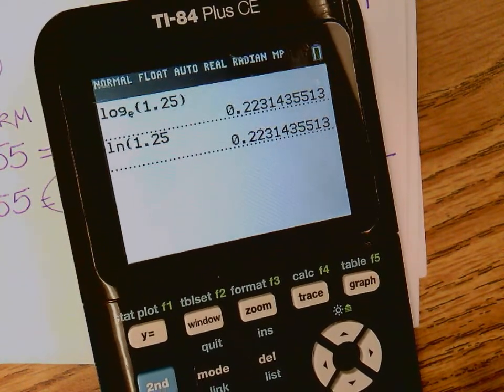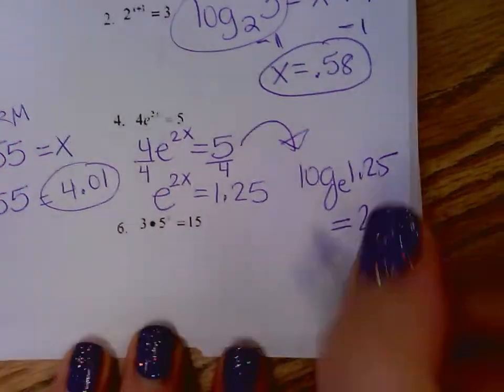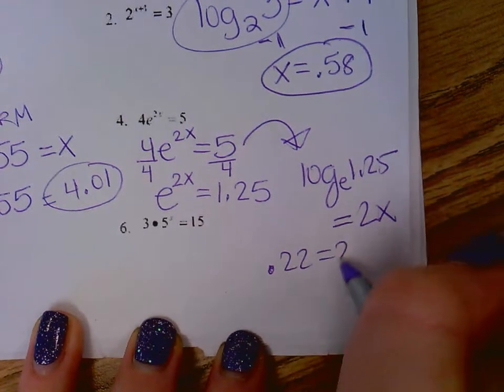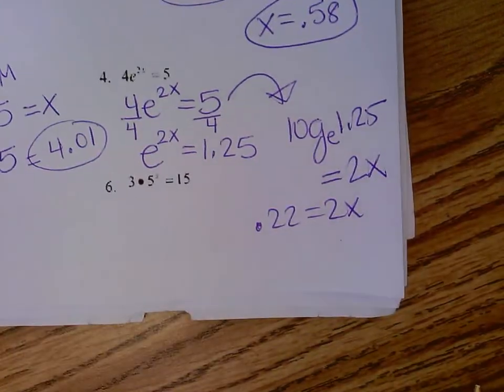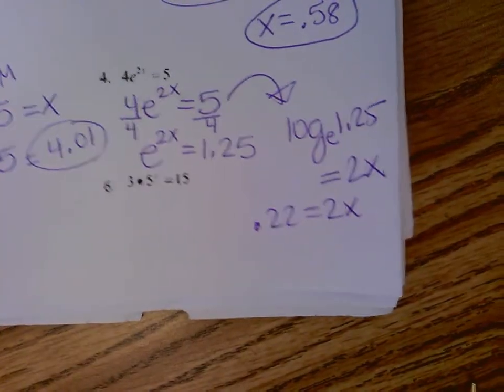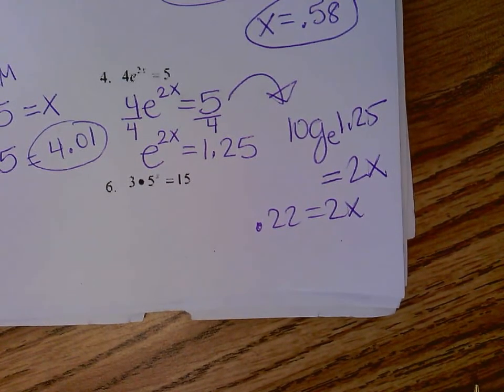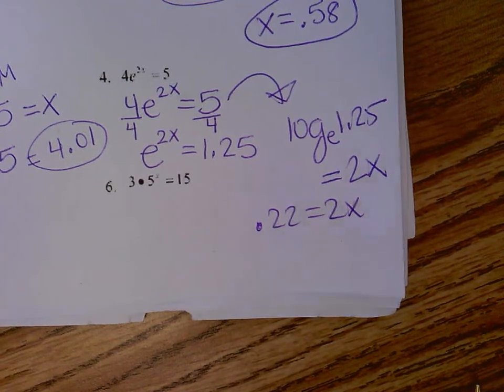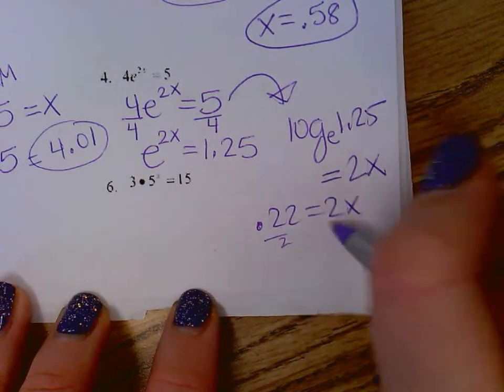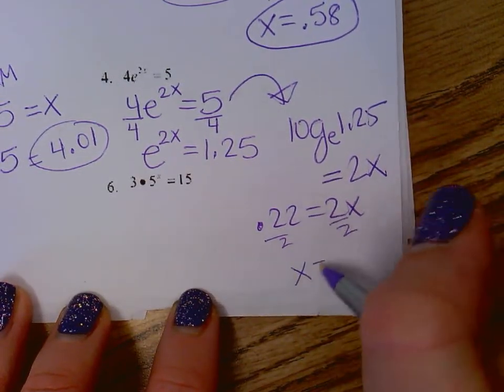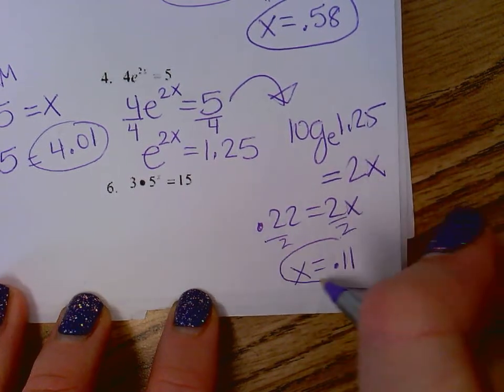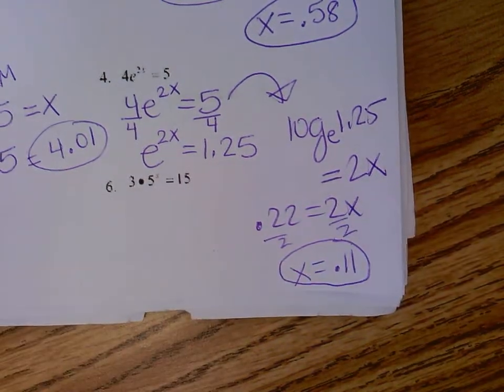So 0.22, but that's equal to 2x, right? So how would I solve for x as my last step? If 0.22 is equal to 2x, what is 1x equal to? Divide by 2 on both sides. x would equal 0.11. All right, you try 5 and 6.